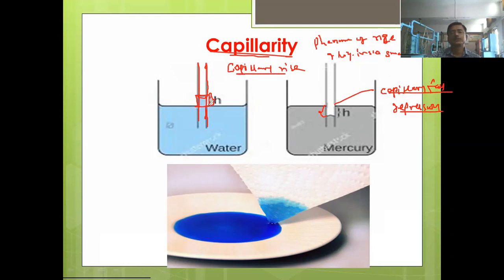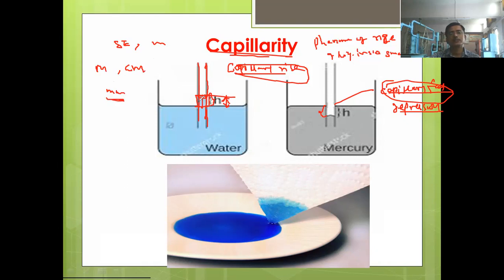And what will be the unit? As it is the distance, rise or fall, it is the distance measured. Okay, so in SI unit, distance is measured in meter. So the unit of capillary rise or capillary fall will be meter. In other units, you can measure it in centimeter, or we can measure it in mm.